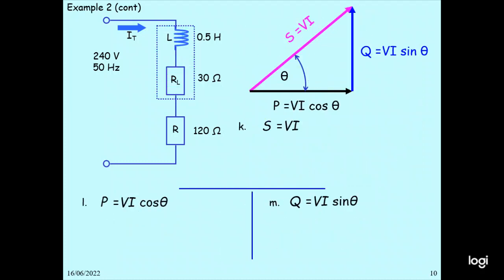Then you also need to calculate a power triangle. This is apparent power VI, real power is VI cos theta, and reactive power is VI sin theta.